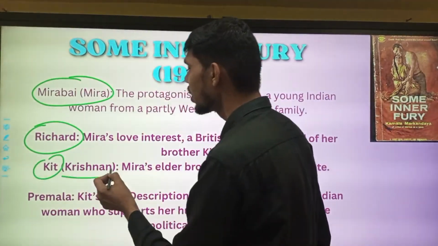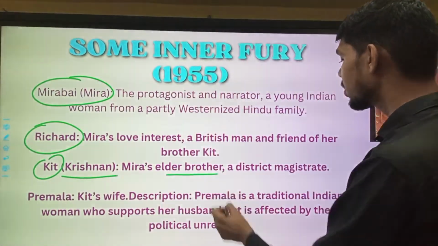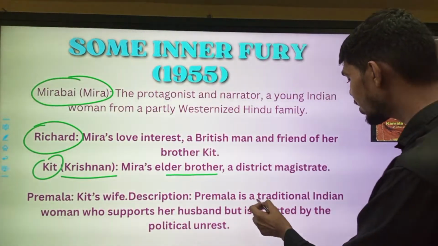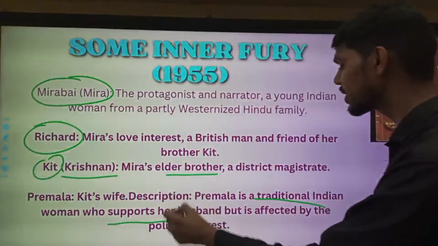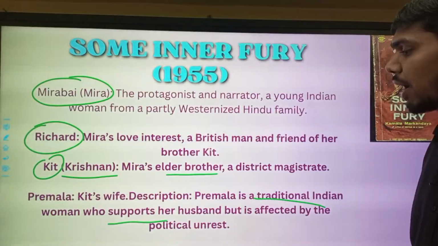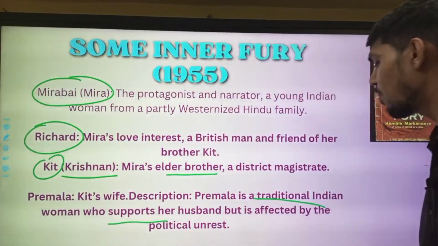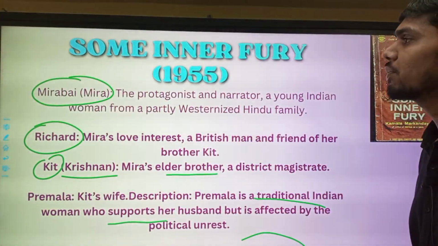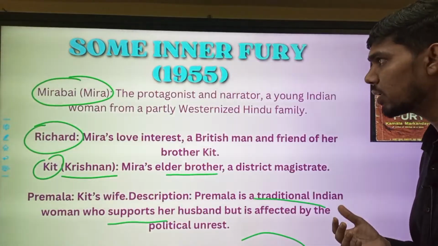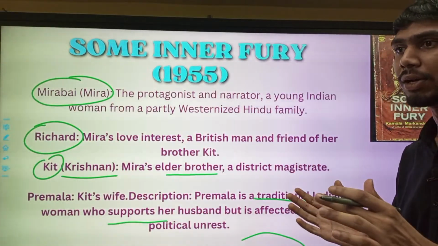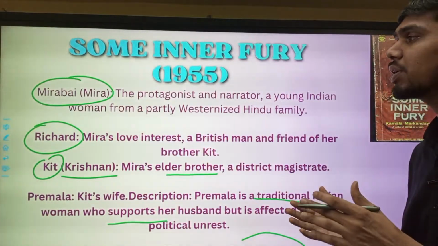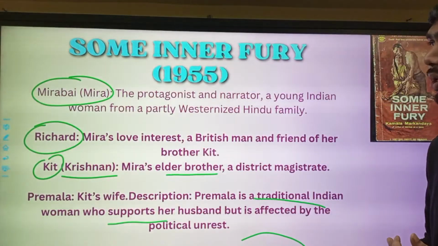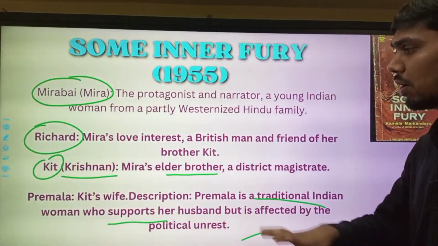So Meera is the main protagonist here, and Richard is the man she falls in love with. Kit Krishnan is Meera's elder brother, a district magistrate, and Premla is Kit's wife. Premla is a traditional Indian woman who supports her husband, who is affected by the political unrest. And there is another protagonist, the adoptive brother of Meera and Kit. So here is the inner fury, the psychological conflict Meera faces simultaneously: she falls in love with the British man, and at the same time she tries to rid India of the Britishers. This is the conflict Meera faces throughout this novel.